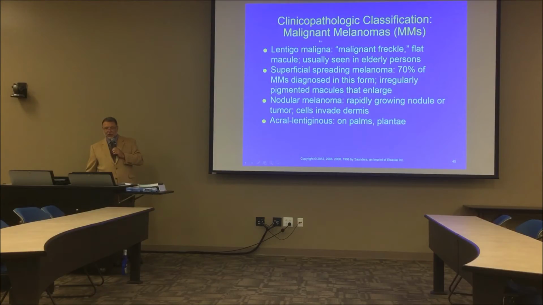So among malignant melanomas, lentigo maligna, the malignant freckle, is a flat macula seen in older people. The superficial spreading melanoma is just an irregular flat macule. You can have a nodular melanoma, and like I said a little while ago, the acral lentiginous type of lesions, on the palms and soles of your feet.